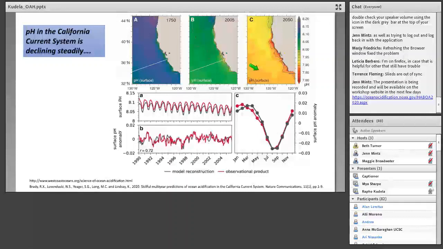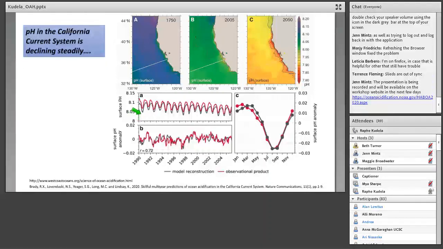And so again, here in the California current, we, of course, are experiencing changes in temperature and ocean acidification. At the top, these panels are just showing 1750, 2005, basically today, and then 2050. And as the rest of the ocean is changing, so is the California current. And we are seeing gradual decreases in the long-term pH of the ocean.